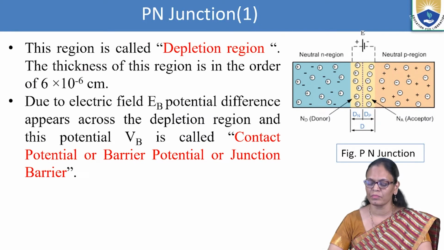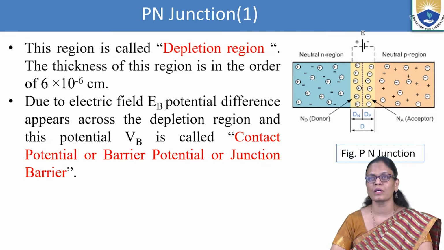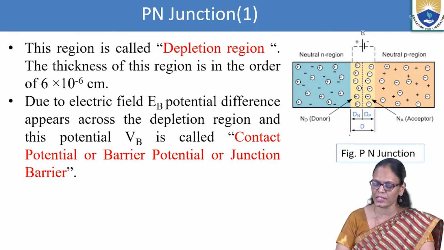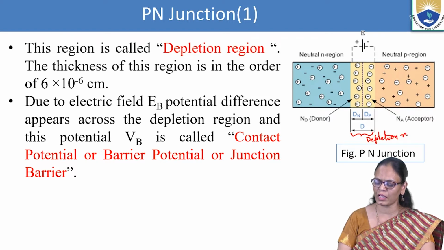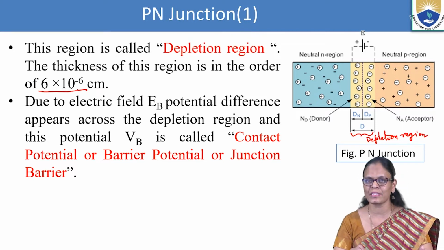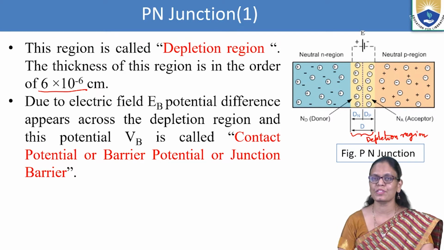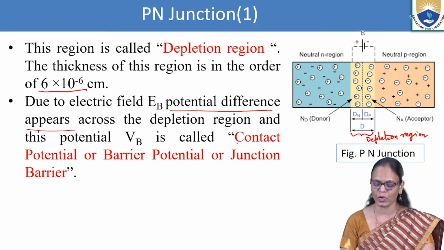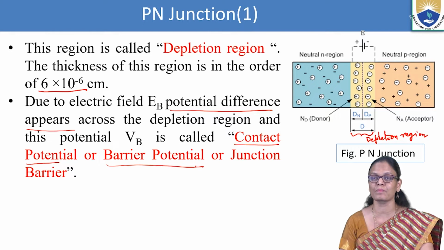Now this region will be depleted of charges because the electric field will sweep away all the charges that are present inside. There is a region that is formed which is depleted of all the charges, and we call it the depletion region. The thickness of this depletion region is very small, of the order of 6 into 10 power minus 6 centimeter. There is a potential difference generated across the junction, and we call it contact potential or barrier potential.